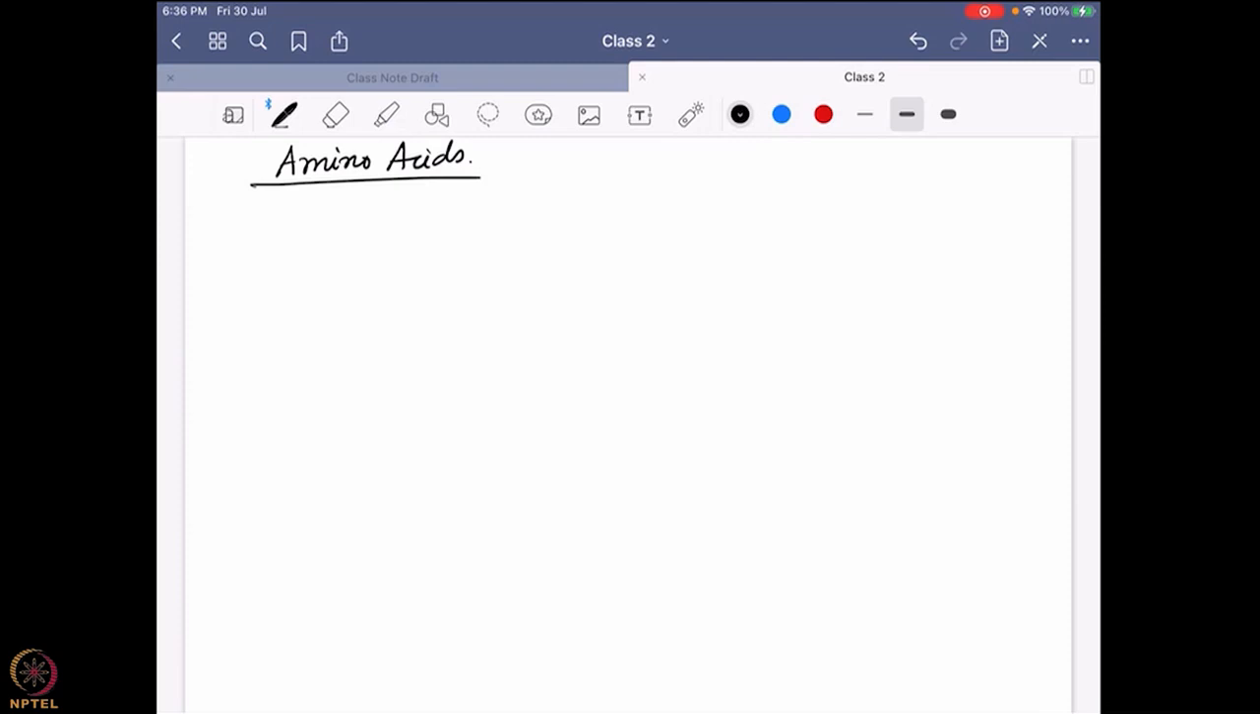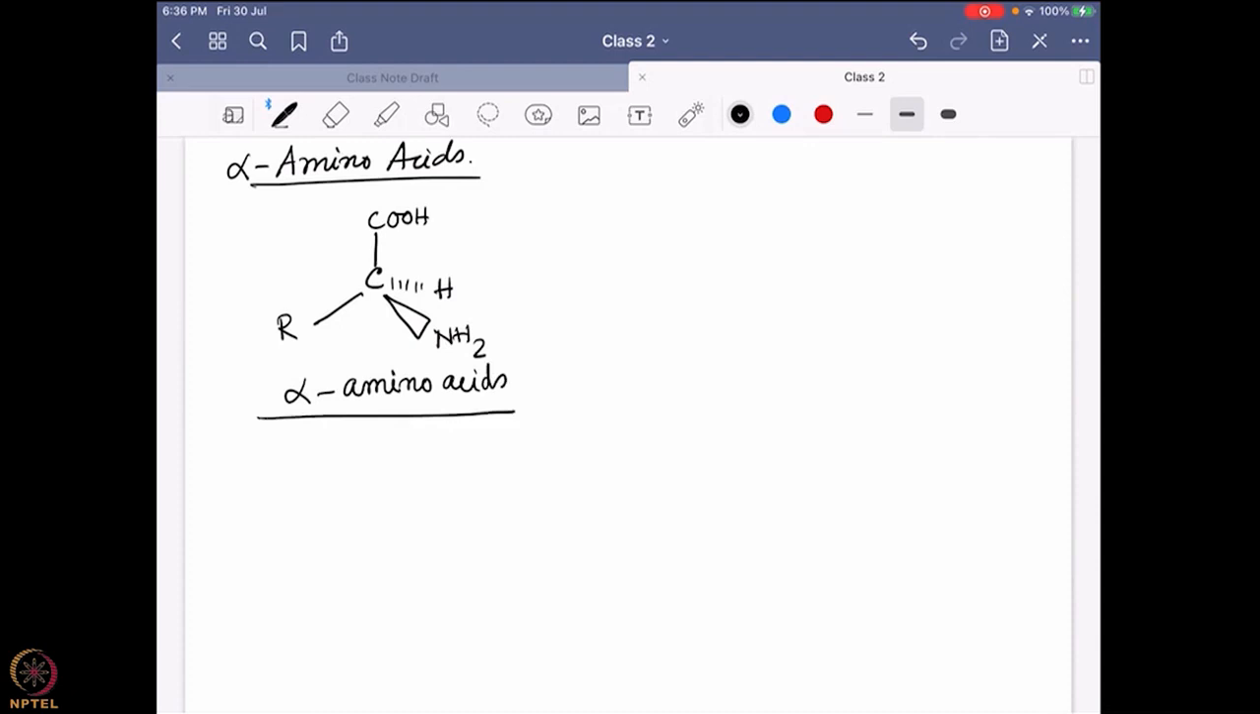So amino acids, all the natural amino acids, you can say are alpha amino acids, because over here you have a carbon, you have a carboxylic acid, you have an R group, you have an amine group, and you have a hydrogen. So this is the common structure of all the alpha amino acids found in biology naturally. So over here, first we'll try to understand this alpha amino acid, how we can find out whether it is an L amino acid or a D amino acid.